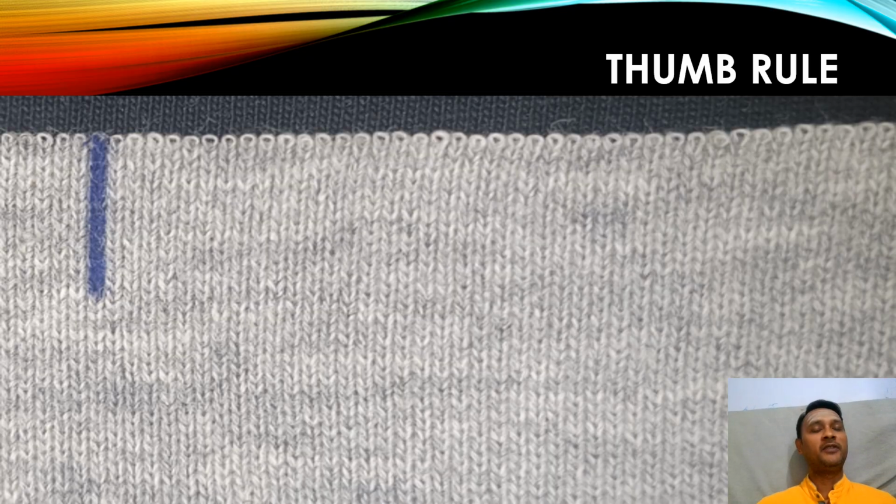In this video, we are going to learn about knit fabric structure analysis of a 3-thread French terry fabric with cross looper. As usual, we need to follow our thumb rule. We need to remove all the loosened threads and draw a vertical line to get the perfect knit fabric structure analysis.